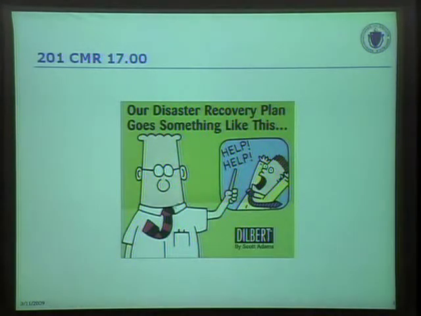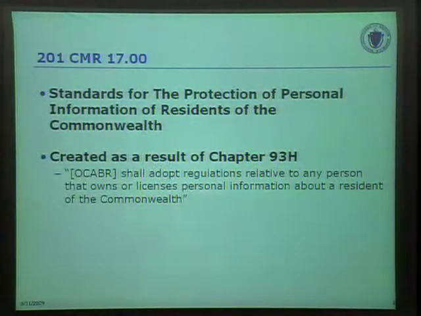201 CMR 17.00 sets the standards for protection of the personal information of the residents of the Commonwealth. It was created as a result of 93H. There's a section in there that says the Office of Consumer Affairs and Business Regulation shall adopt regulations relative to any person who owns or licenses personal information about a resident of the Commonwealth. This doesn't just apply to people based in the Commonwealth. It applies to anyone doing business in the Commonwealth if you have information about Massachusetts residents.